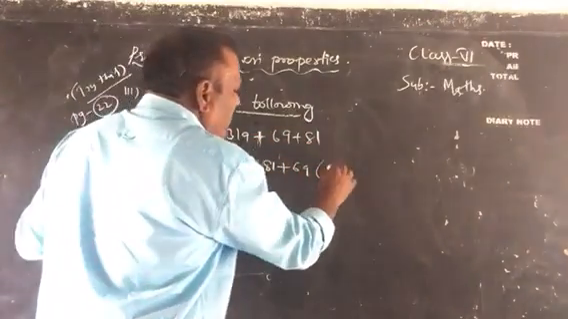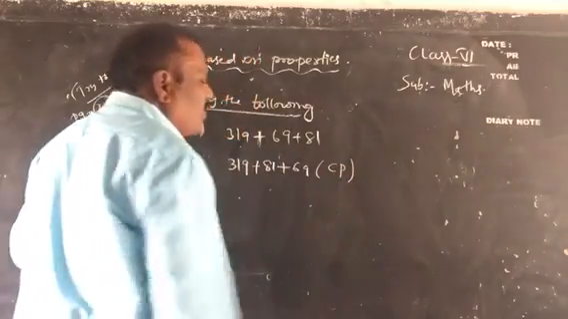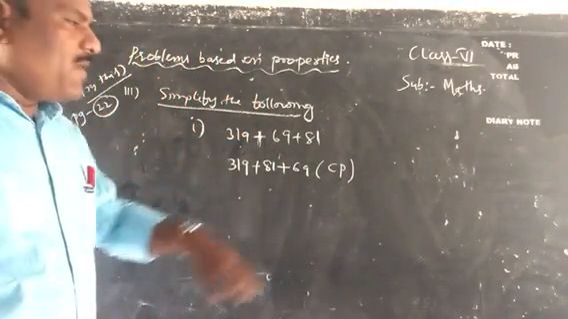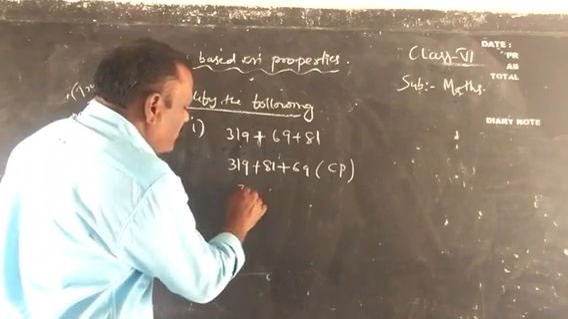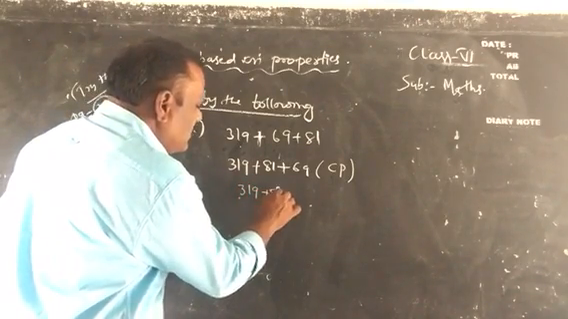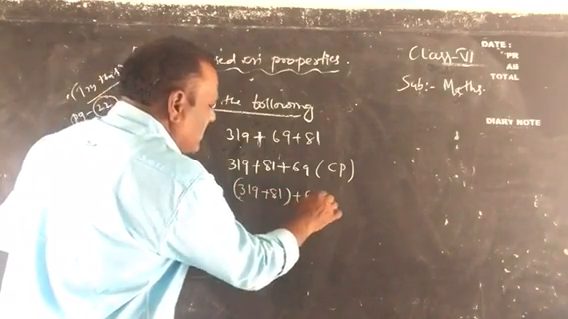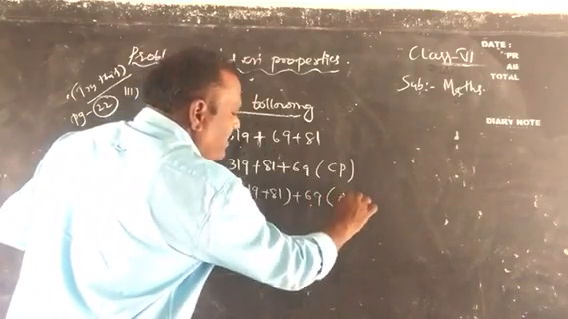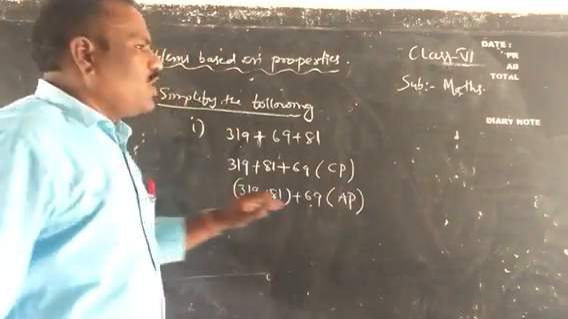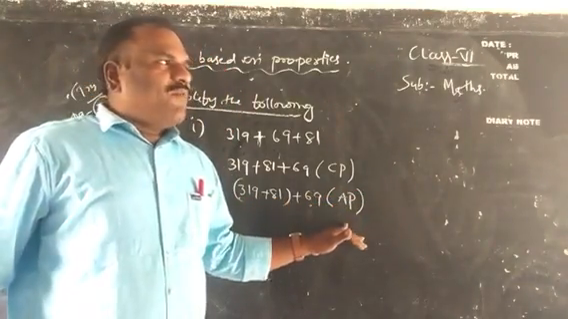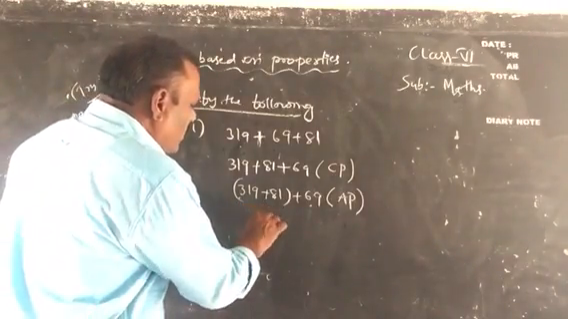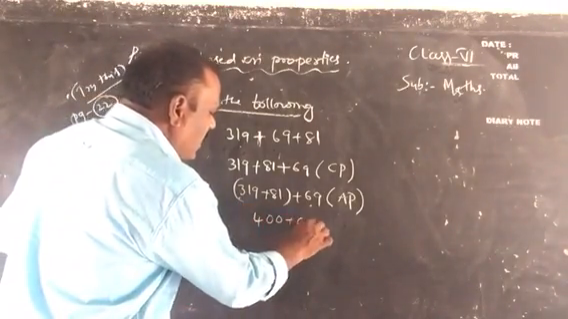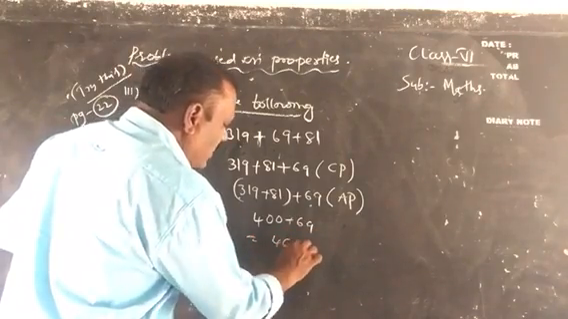So which property here? CP for commutative property. Now simple: 319 plus 81 plus 69. Which property is AP? AP means associative property. So directly we can write this: 400 plus 69 equals 469. This is the answer.